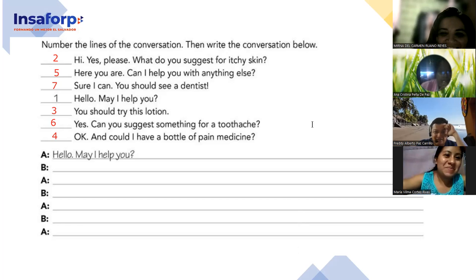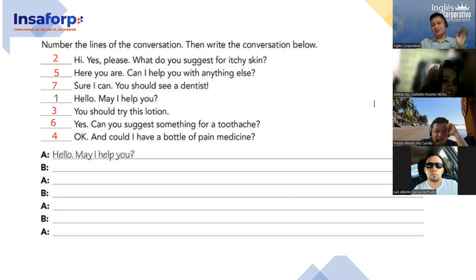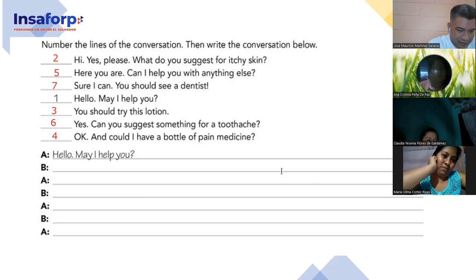Very good, Mirna. Very good, okay? You should see a dentist at the end, right? Straight to the point. You should see a dentist. That was what you said. Oh, that's very good, right? No pain medicine. Oh, go to the dentist so you can remove your teeth. Oh, that's very good. Perfect. Okay. Let's move to the next one.